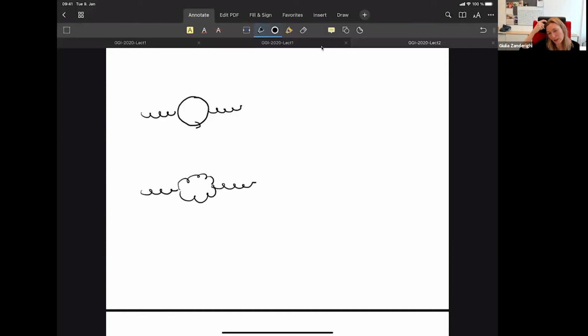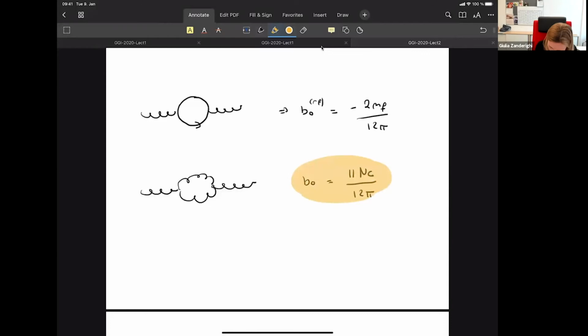Now, this contribution is negative. The NF part of B0 that you get from here is proportional to 2NF divided by 12pi. The contribution that you get from this one is proportional to the number of colors and is in fact 11 times the number of colors divided by 12pi. So these two have opposite signs, but this one is larger than that one. This means that in QCD this coefficient B0 is positive, and we get the running that we know of.